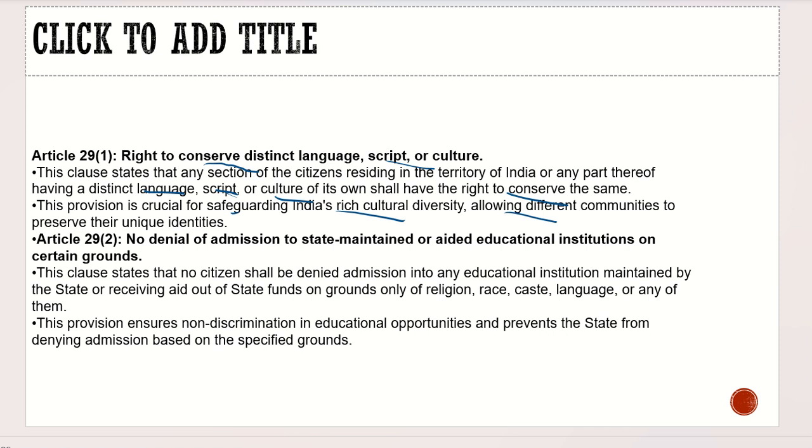Then what does clause 2 say? Article 29 clause 2 says there shall be no denial of admission to state maintained or aided educational institutes on certain grounds. You cannot be denied admission to state maintained or aided educational institutes.